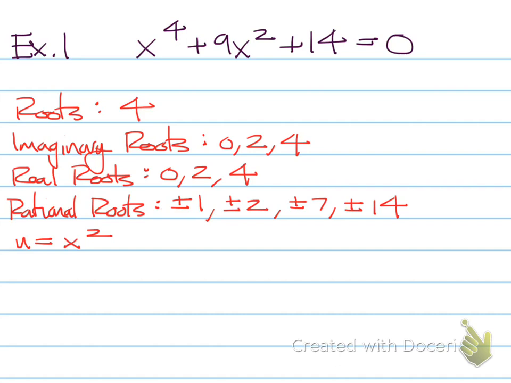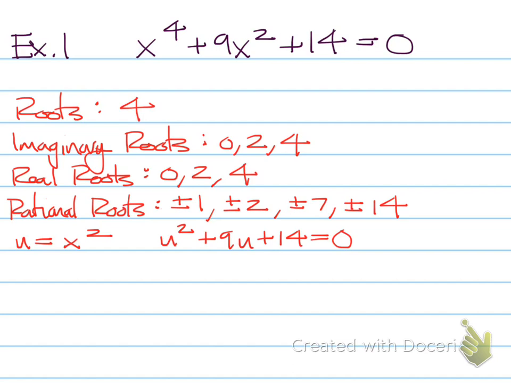Alright, so we're going to do another u substitution, since we have a three-term quadratic equation. We're going to let u equal x squared, so we can rewrite that equation as u squared plus 9u plus 14 equals 0. I had written an x there; that should be a u, so let's fix that real quick.